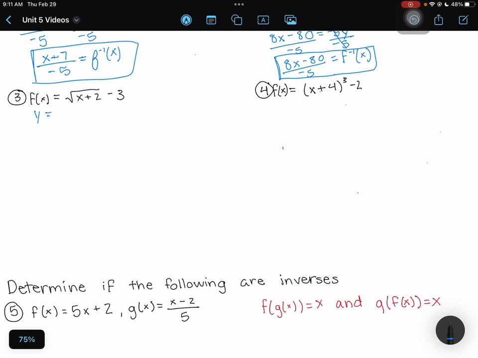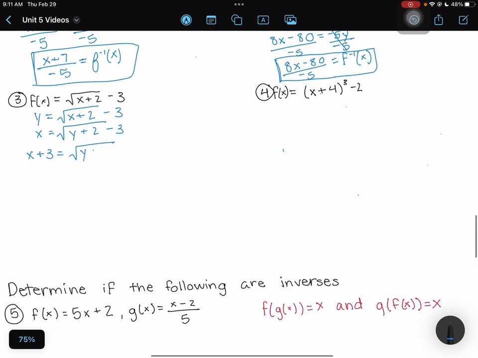So we replace f of x with y. And then we're going to switch x and y. Now, again, I just want to solve for y. So first thing, to get y by itself, I'm going to add 3 to both sides. So I get x plus 3 equals y plus 2. To get rid of the square root, I'm going to square both sides.